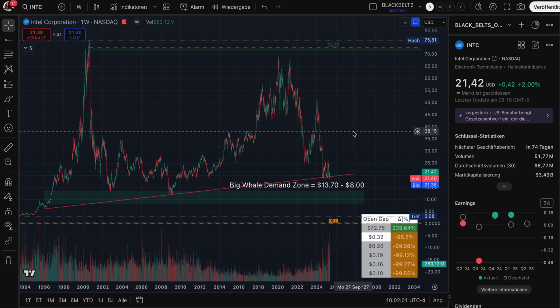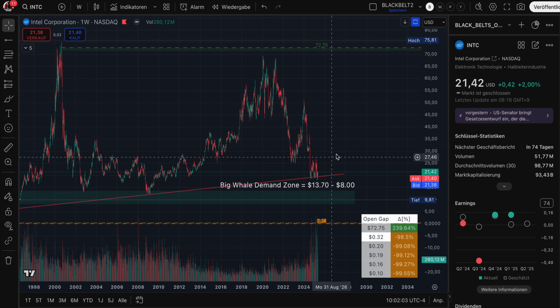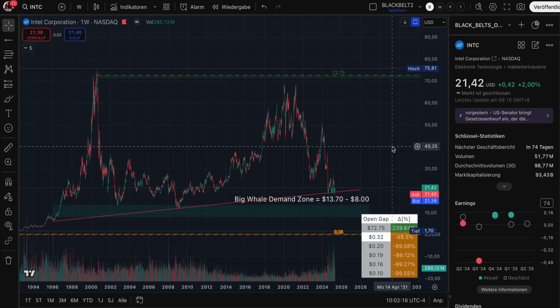This is not financial advice. This is simply based on the chart, what I tell you guys, and this is the reason why I personally will also buy Intel. I already traded the stock a couple of times, but if we should see a dip in this zone, then I will of course buy the stock. But you have to do your own due diligence.